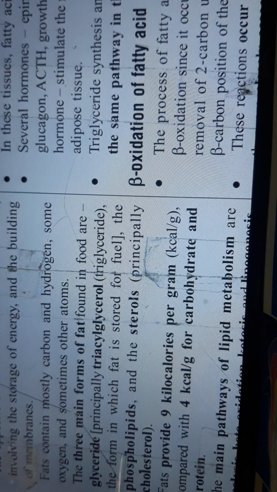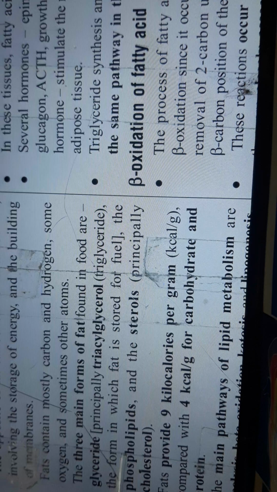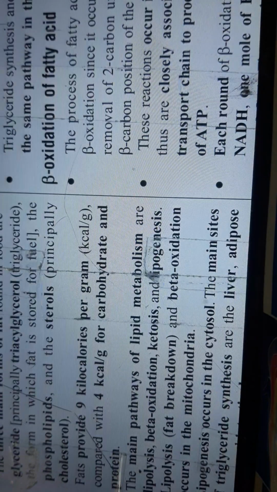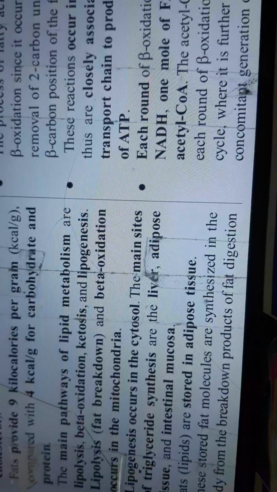The three main forms of fat found in food are glycerides, principally triacylglycerol, the form in which fat is stored for fuel, the phospholipids, and the sterols, principally cholesterol. Fats provide 9 kilocalories per gram compared with 4 kilocalories per gram for carbohydrate and protein. The main pathways of lipid metabolism are lipolysis, beta oxidation, ketosis, and lipogenesis.